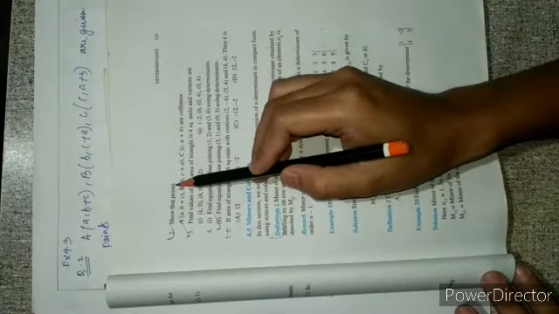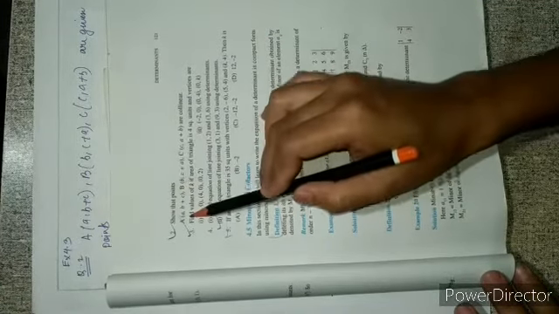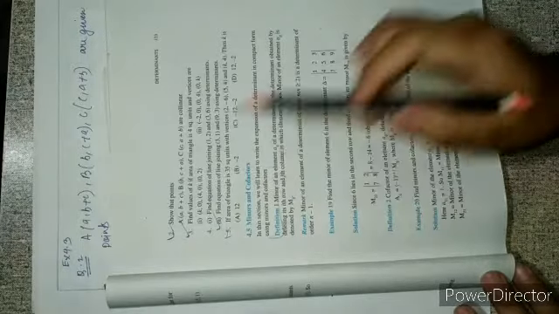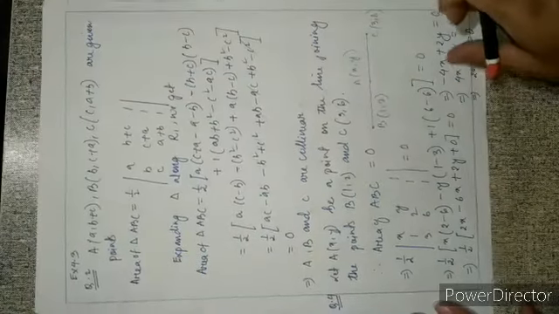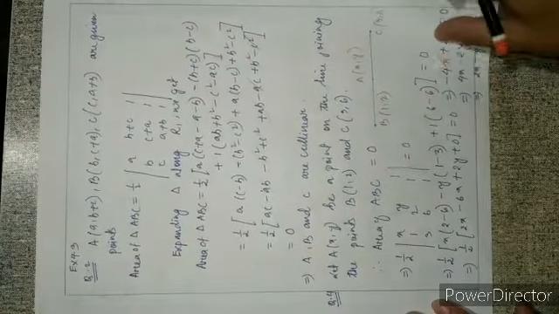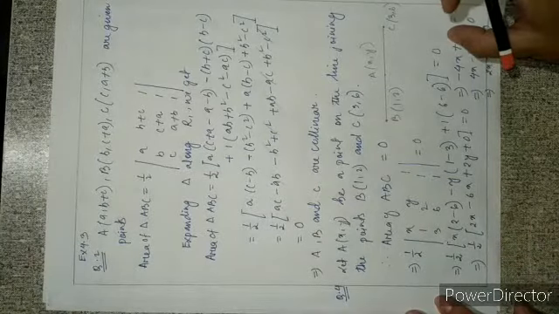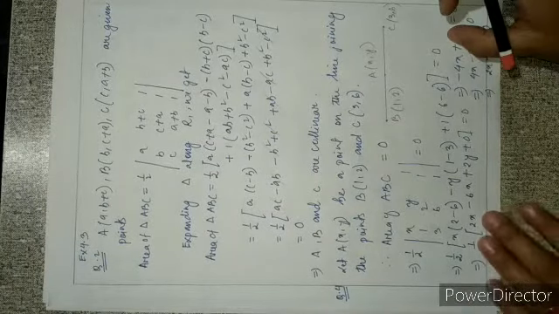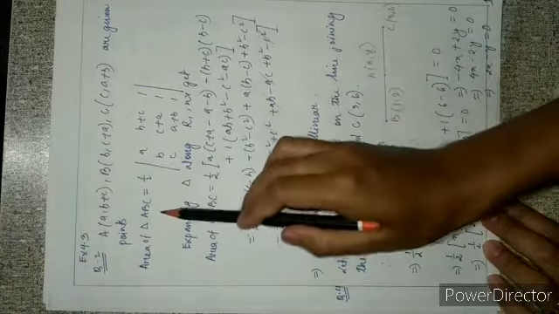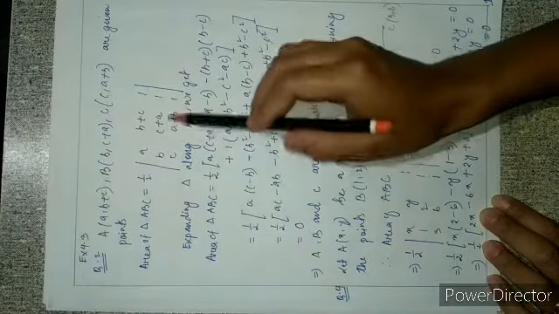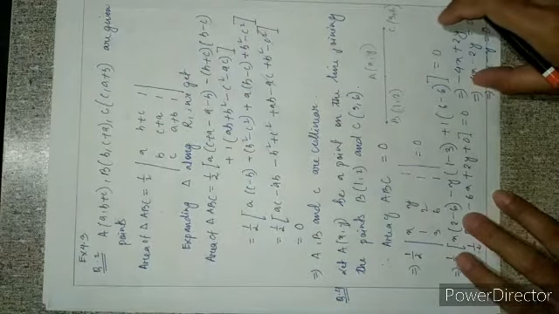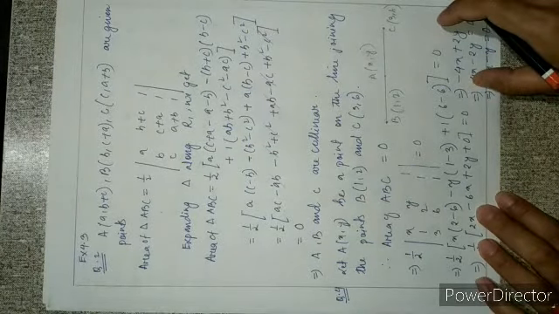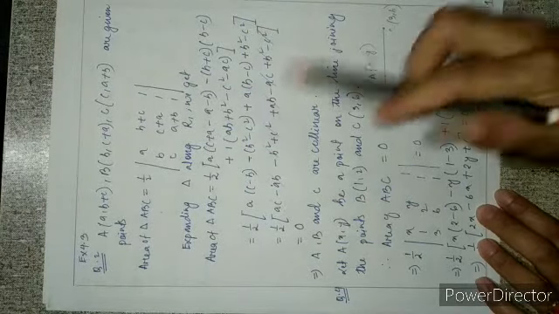Question number 2, we are asked to show that the points A, B, and C are collinear. We have seen the area of the triangle and the condition of collinearity of 3 points. If the area of the triangle formed by the given 3 points is equal to 0, then the 3 points are said to be collinear.